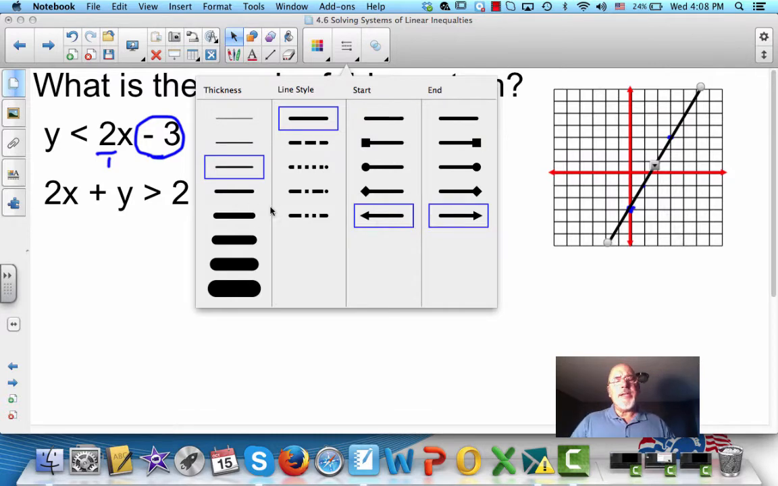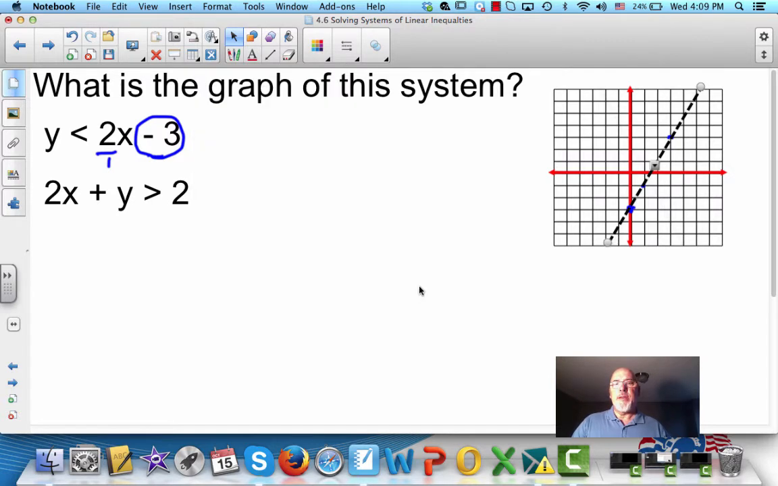And it says less than. It does not say less than or equal to. So since it says less than, that means it's going to be a dashed line. If it said or equal to, then it would have to be a solid line.